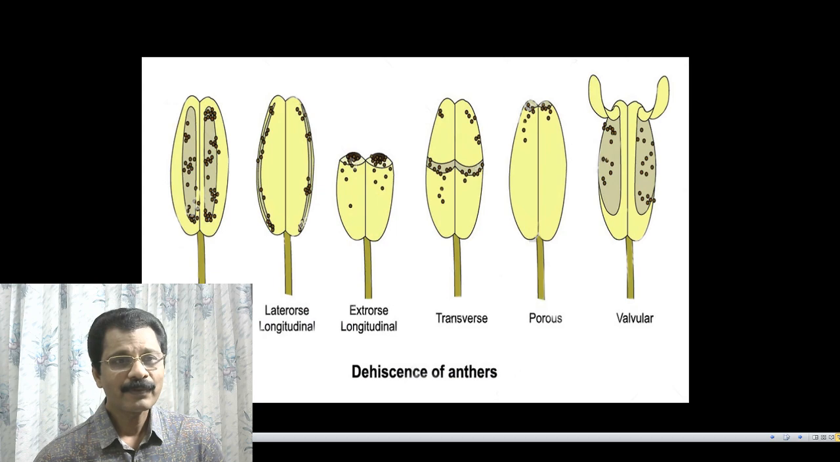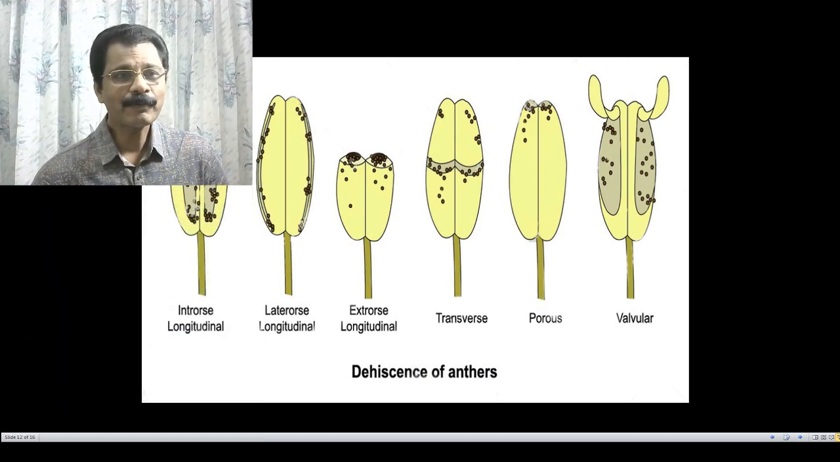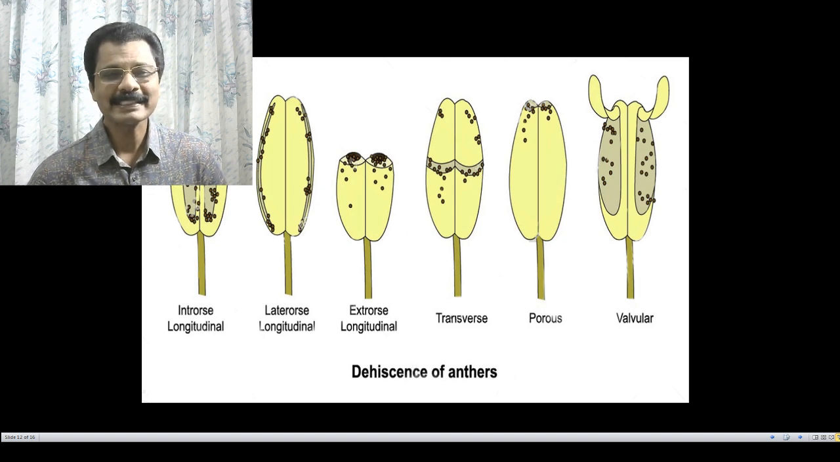See, you can see the types of dehiscence here. This is longitudinal dehiscence, and this is lateral dehiscence, latrorse. The dehiscing face facing towards the outer side, this is called extrorse. Facing towards the inner side, this is called introrse. Then transverse dehiscence, at right angles to the long axis, that is called transverse dehiscence.